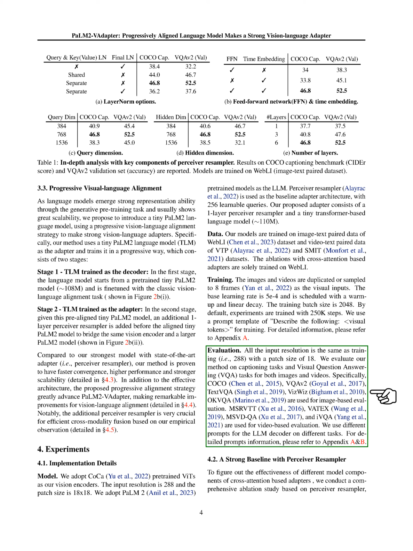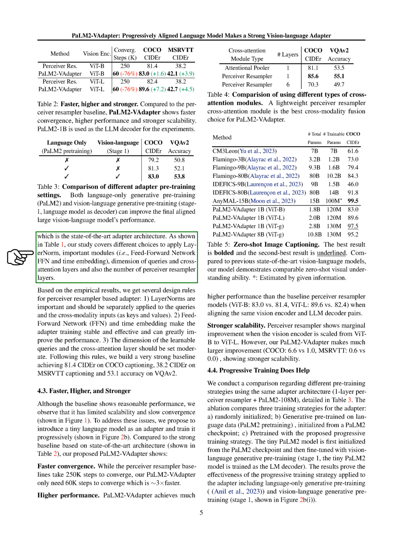Section: A strong baseline with perceiver resampler. In this section, we delve into the effectiveness of various components within cross-attention-based adapters by conducting a detailed study using the perceiver resampler, which is at the forefront of adapter architecture. Our investigation spans several aspects, including the application of layer norm, key modules such as the feed-forward network, FFN, and time embedding, the dimension of queries and cross-attention layers, and the number of perceiver resampler layers.